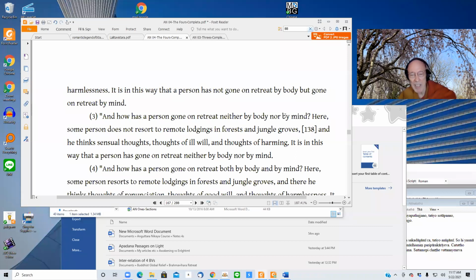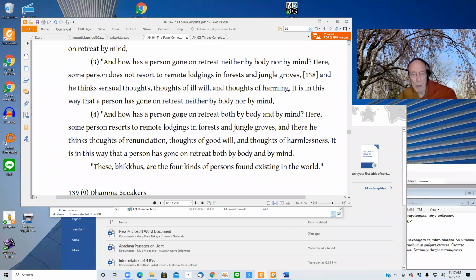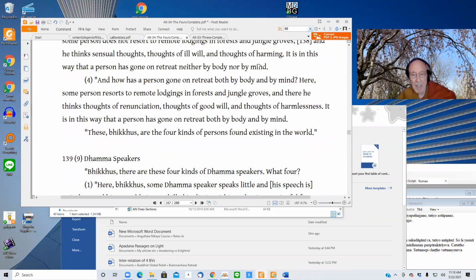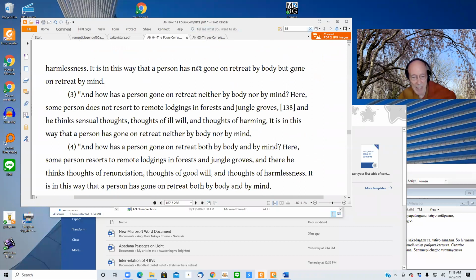Okay, the person who goes on retreat neither by body nor by mind: they don't go to a retreat setting and they are thinking worldly thoughts. And then the one who goes on retreat both by body and by mind, this is the person who goes to a retreat in a remote dwelling place, or to a meditation center or monastery, and they have wholesome thoughts, and we could say that they develop their meditation subject successfully. Okay, any questions based on these suttas?